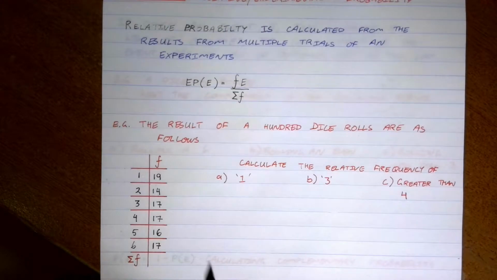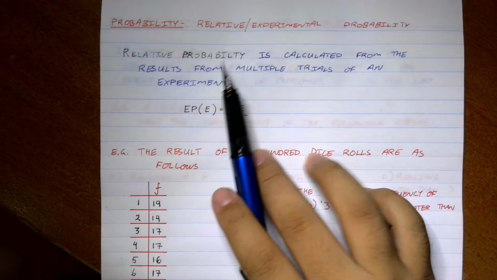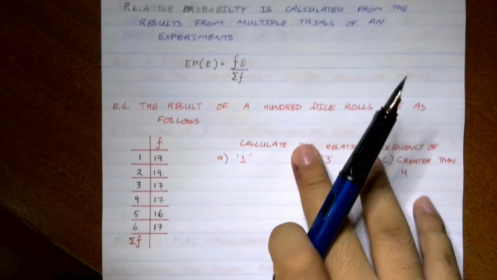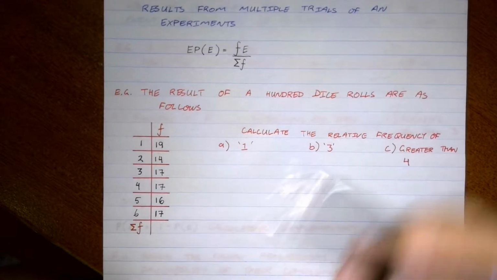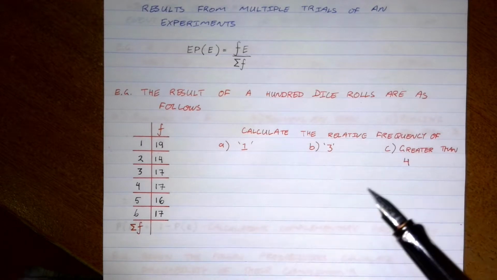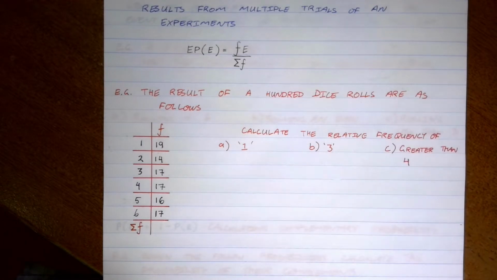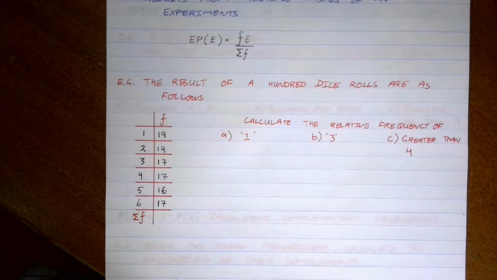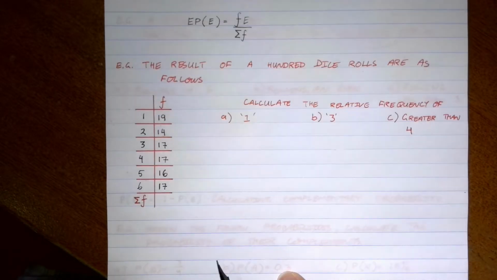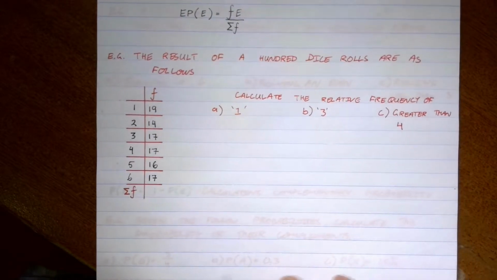However, relative probability requires some sort of result from an actual experiment, and we take our numbers from that experiment and from those results. So let's take a look at this now.